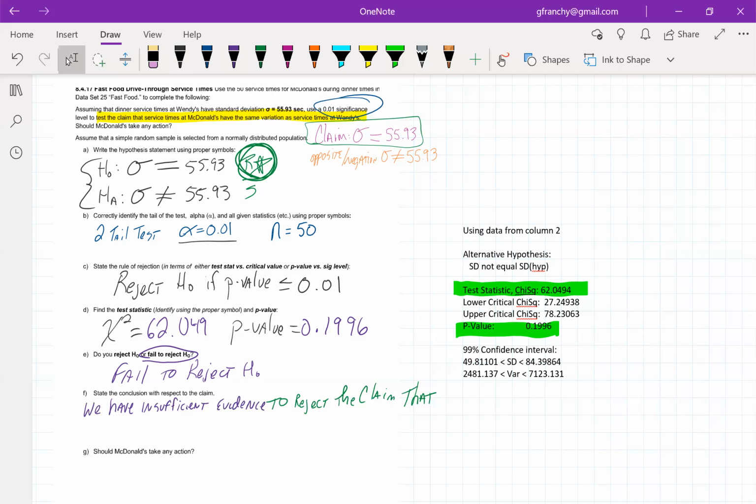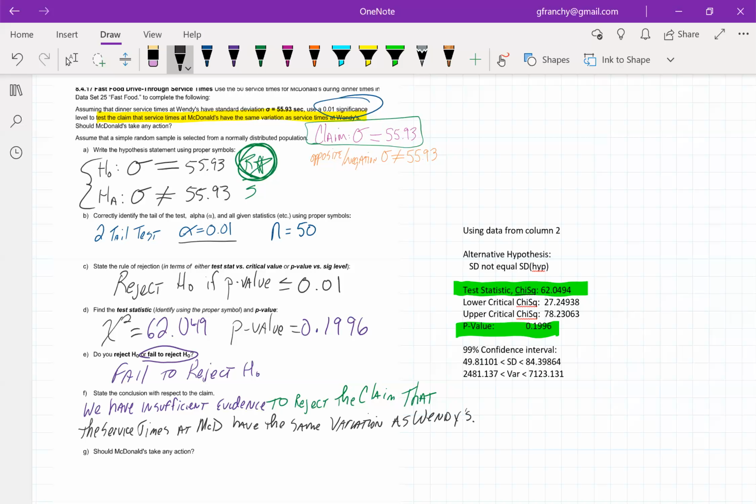Reject the claim that the service times at McDonald's have the same variation as Wendy's. I'm going to use a little bit of instructor prerogative there and cut that. So we put this together in 3 pieces.